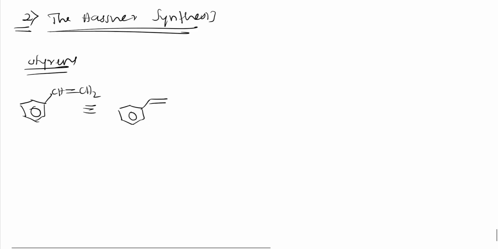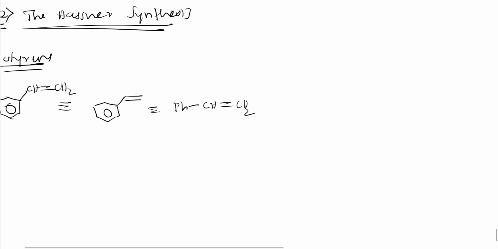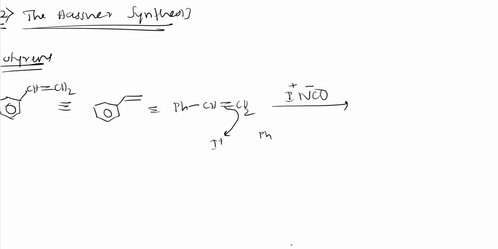It is all understood, right? Or we can simply call it PhCH=CH2, all are the same. To this I will add the compound INCO. So I plus will be there, NCO minus will be there, so it is like an alkene, right? So in a simple reaction like this, from this carbon it will give to this, so I'll get this compound, CH2 iodine becomes neutral, it has lone pairs, and this CH carbon gets positive charge, and that will be stabilized by the pi bonds of this phenyl group, right?